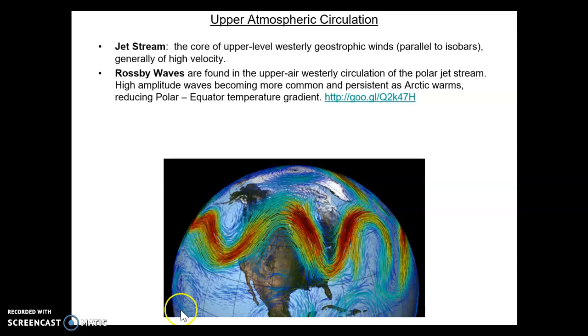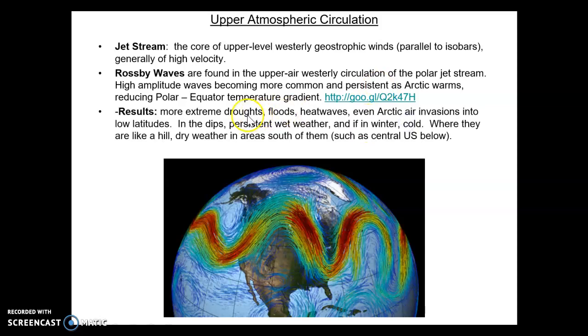So picking up on Unit 4B on atmospheric circulations, we have looked at the Rossby waves a little bit, and I recommend you have a peek at this 2.5 or 3 minute animation about those. And now let's go to the next point, and that is that when we have these changes in the Rossby waves, what we're seeing are more extreme droughts, floods, heat waves, even Arctic air invasions in lower latitudes.